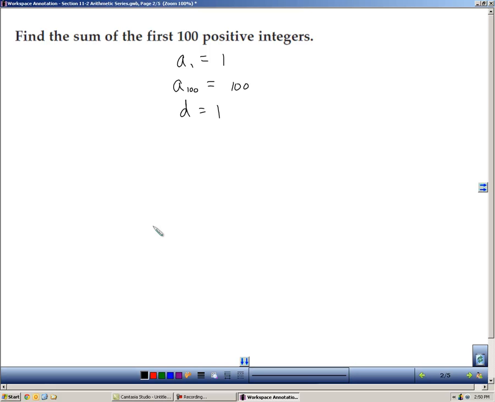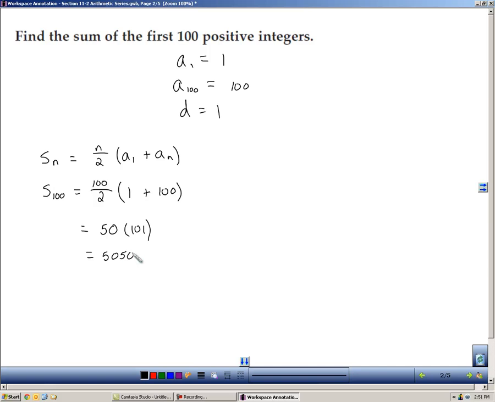Now we're going to find the series, or the sum, from 1 to 100. So we'll start with this formula. This formula is useful if you know n, the first term, and the last term. So I'm going to say S sub 100, the series going up to the 100th term, equals n, which is 100, divided by 2 times 1 plus 100. And then we'll solve that. So this is really 50 times 101, which is really 5,050. So the sum of the numbers from 1 to 100 is 5,050.